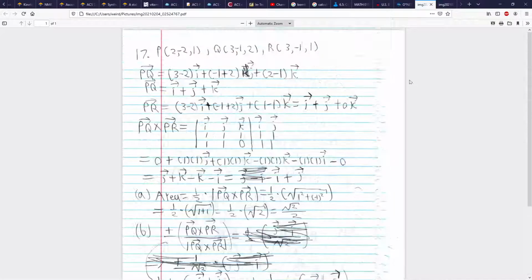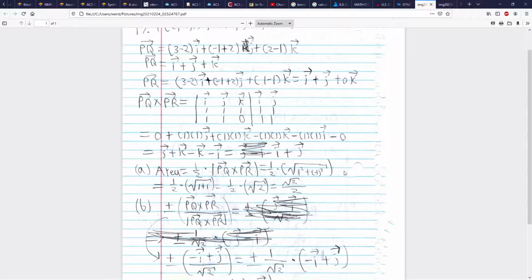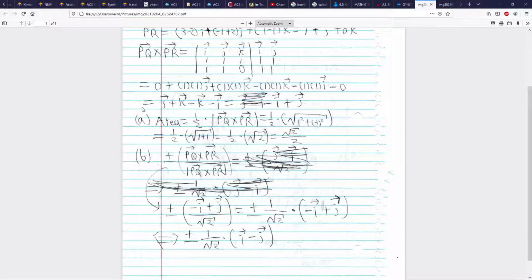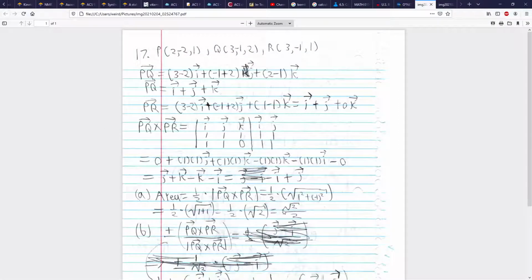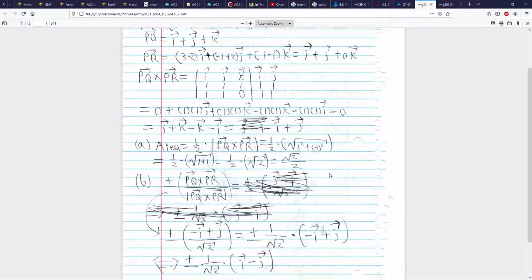And the same thing with this part of the problem. 3 different points now. i plus j plus k is pretty simple for PQ, and PR will be i plus j plus 0k, so there's even a 0 to that. And you get negative i plus j, and you just go through the same process as before. Area is 1/2 times the magnitude of PQ cross PR, which is square root of 2 basically, times 1/2, so square root 2 over 2 is the area of the triangle.